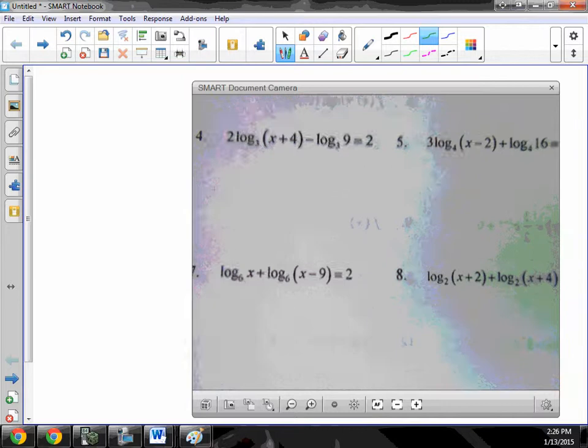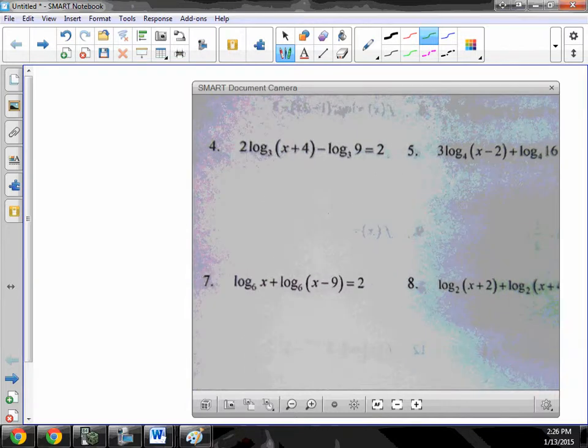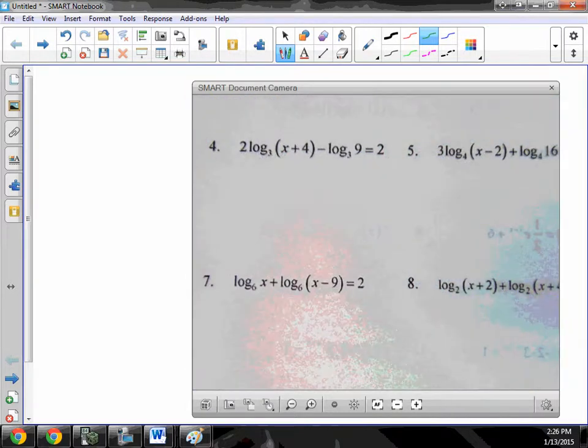What would you do with number 7? Or how about number 4? Sorry, number 4. Yeah, I've got a problem. I can't do the quotient rule at the moment. I got to move the 2 using the power rule. So this 2 comes up here. Now what?